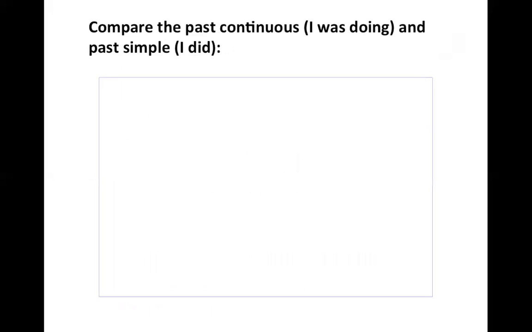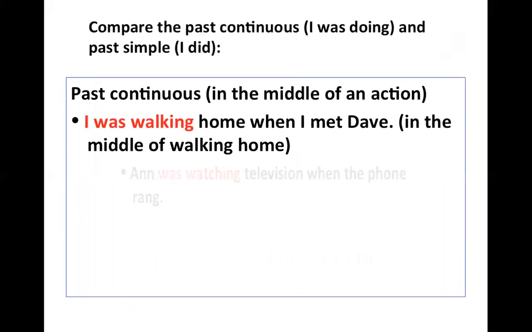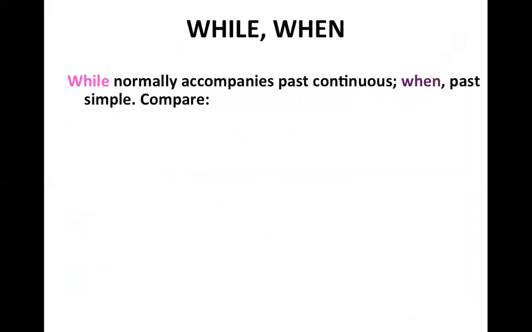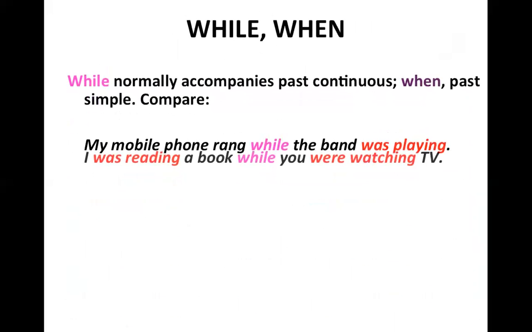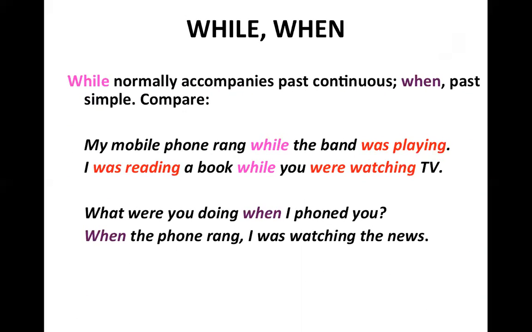Okay? Compare to past continuous. I was doing and I did. I was walking home when I met Dave. In the middle of walking home. I was watching television when the phone rang. Look, something was happening and then another thing happened. Do you remember these words? While and when. While normally accompanies the past continuous, and when the past simple. For example, the phone rang while the band was playing.